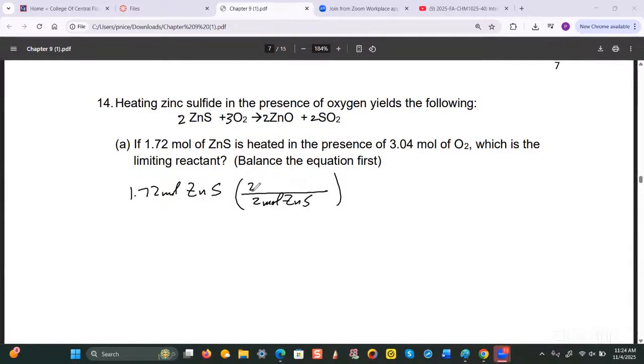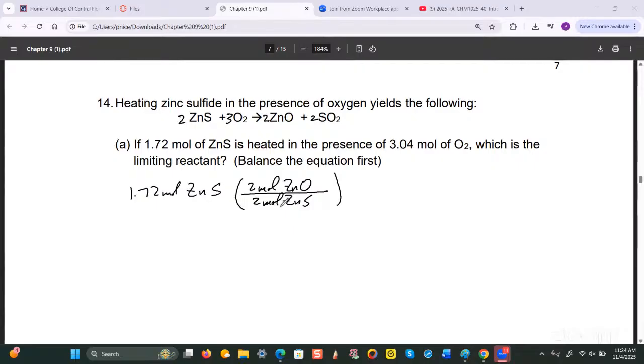Okay, 2 moles, and somebody just said 2 moles of zinc sulfide. And another person said something, hold on, let me see. Okay, so 2 moles of zinc oxide is what I would do. Now, somebody was suggesting 3 moles of oxygen.